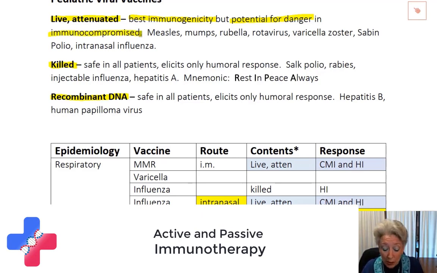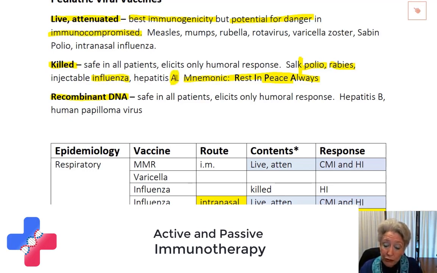Now, just some memory tools here for you as we go. I always start with the mnemonic "rest in peace always" as the way that I remember the killed vaccines. Rest stands for rabies, in stands for influenza, peace stands for the Salk polio vaccine, and remember that the K should tell you that it's a killed vaccine, okay? And then the A is for hepatitis A.